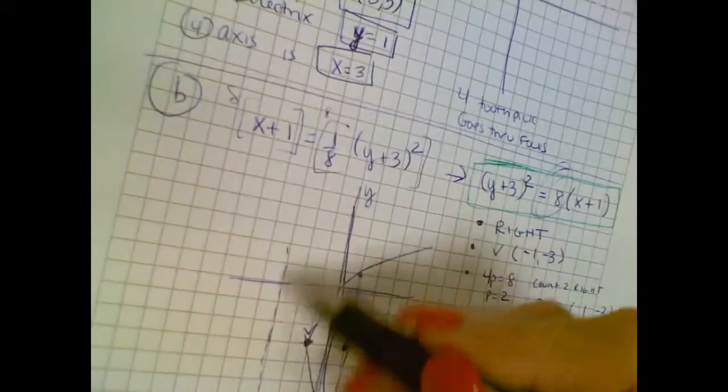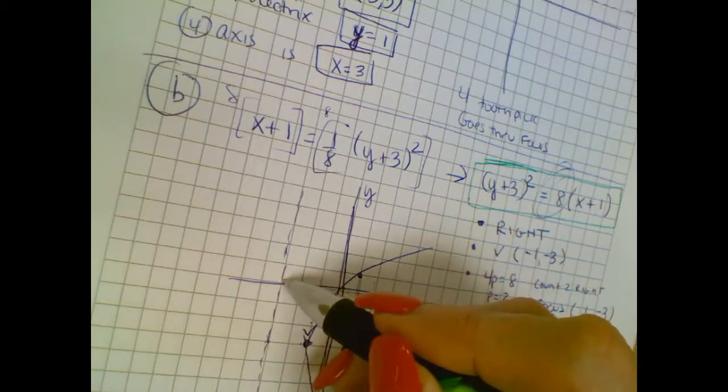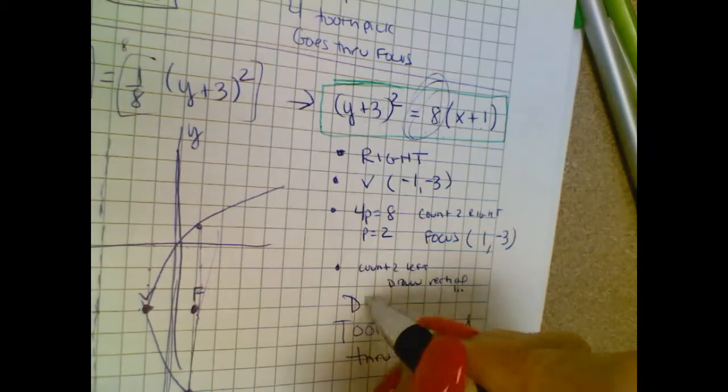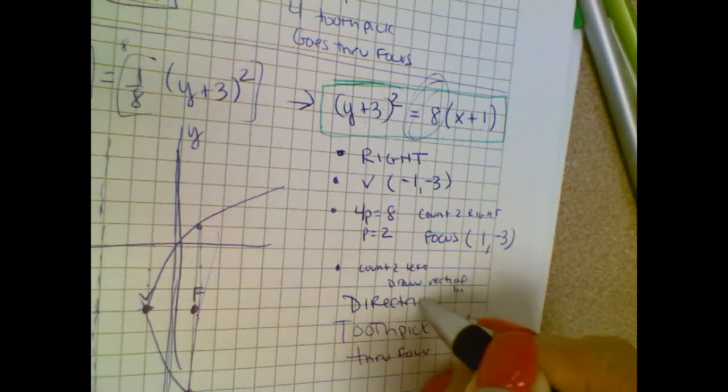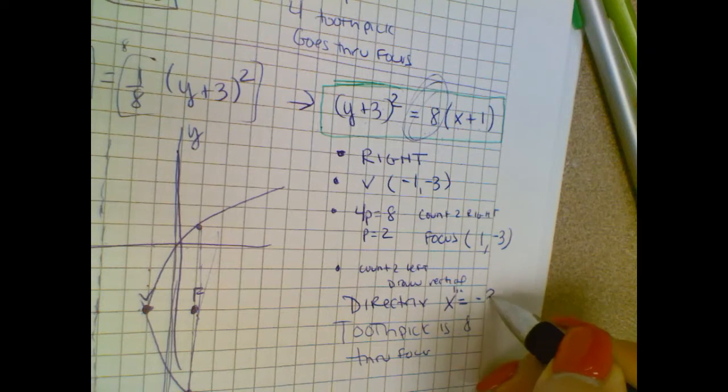What is the equation of this line? This is your directrix. So it looks like it's 1, 2, 3 to the left. So it looks like your directrix is, let's write that down here. A directrix is x equals -3, looks like.